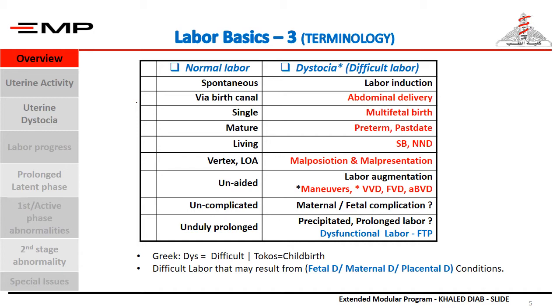Normal labor, also known as eutocia, may be defined as a spontaneous labor through the normal birth canal for a single mature living fetus presented by its vertex in the left occipito-anterior, unaided, uncomplicated, and not unduly prolonged. Dystocia, derived from the Greek word meaning difficult labor, may be defined as any deviation from normality, as shown in the table. In the medical dictionary, it is subdivided into maternal, fetal, and placental dystocia.